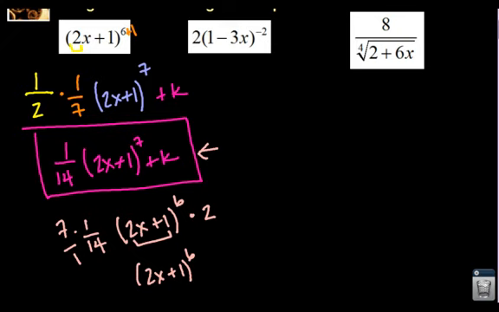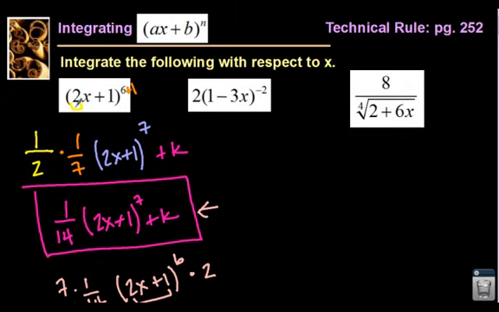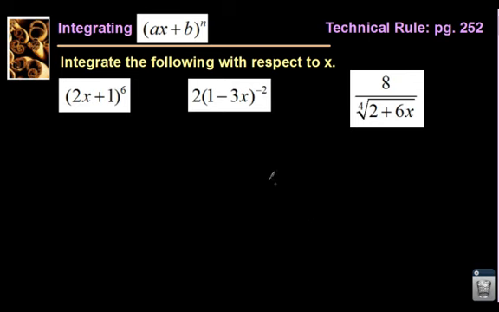Is that what we started with? Quantity 2x plus 1 raised to the 6th? It is. So this integral is indeed correct. Alright, moving forward. Okay, let's go ahead and integrate this one.